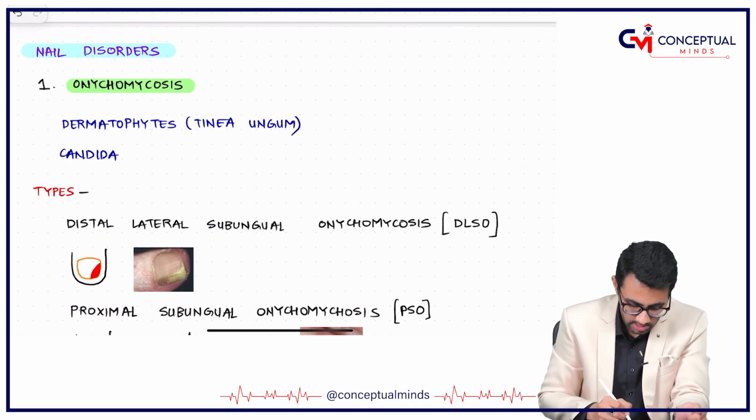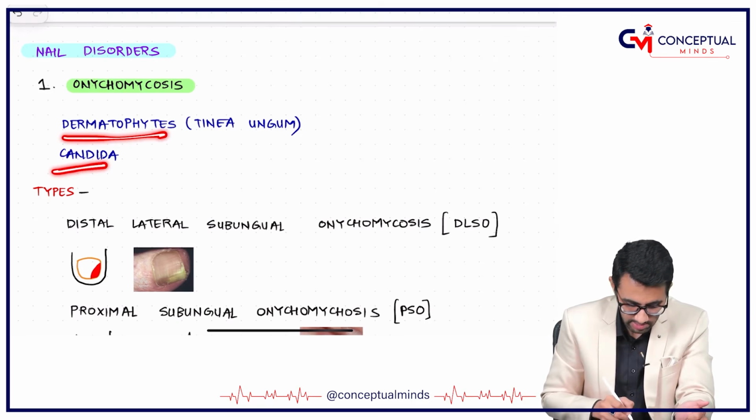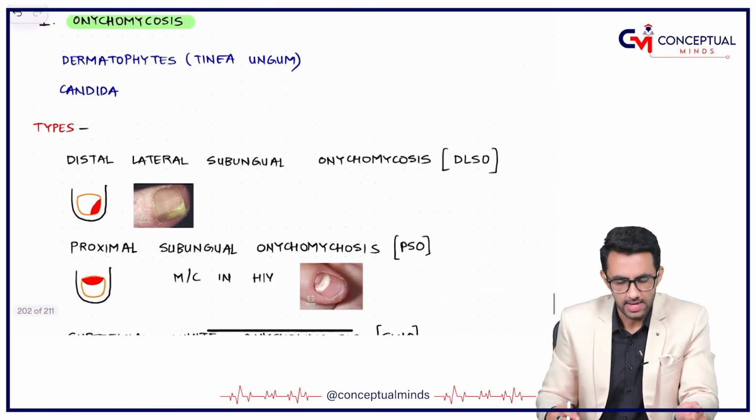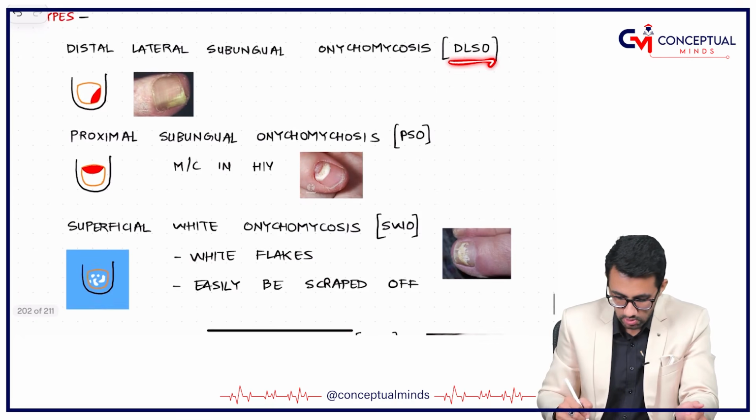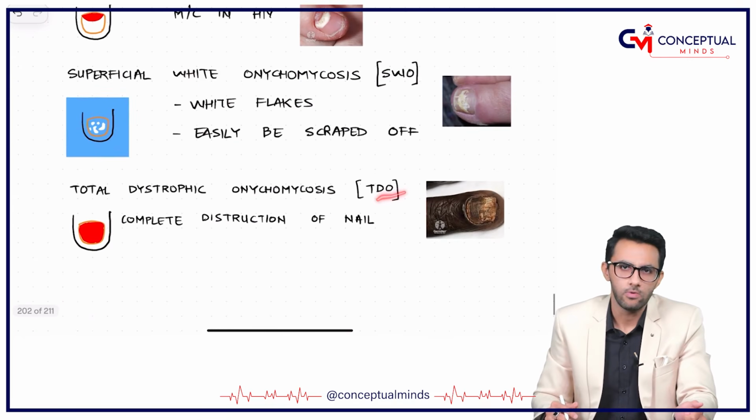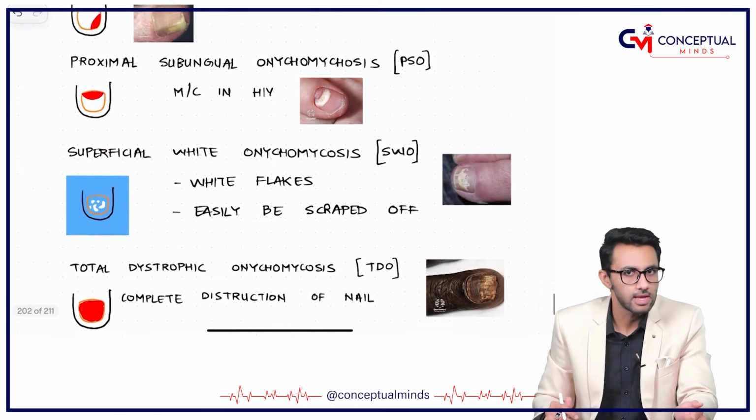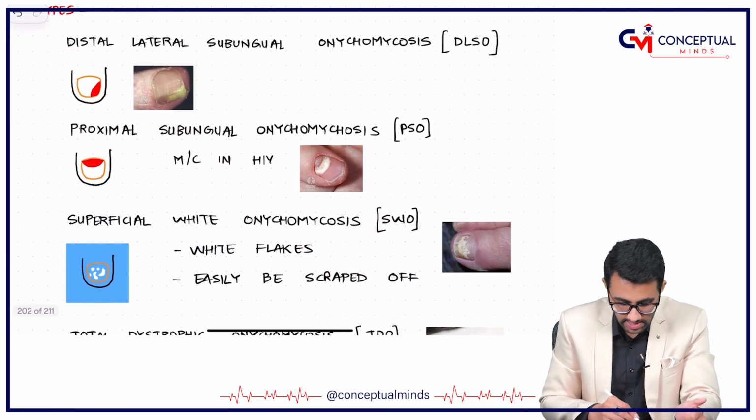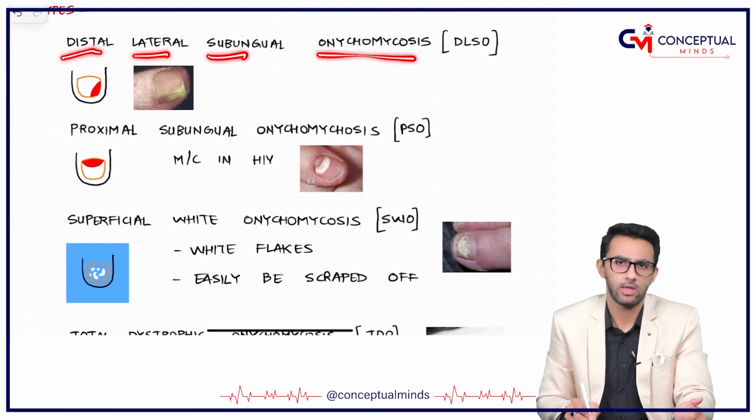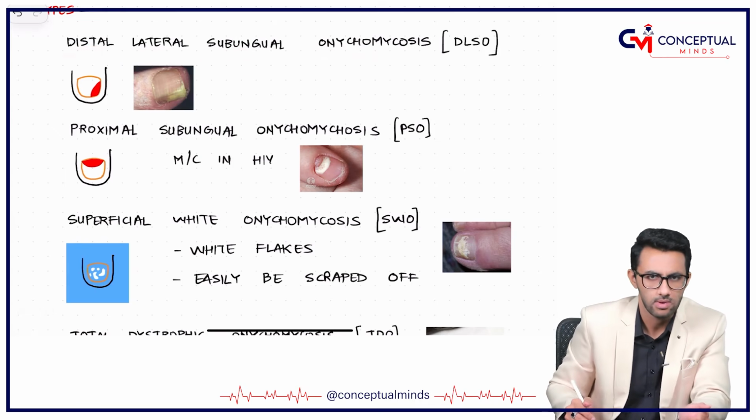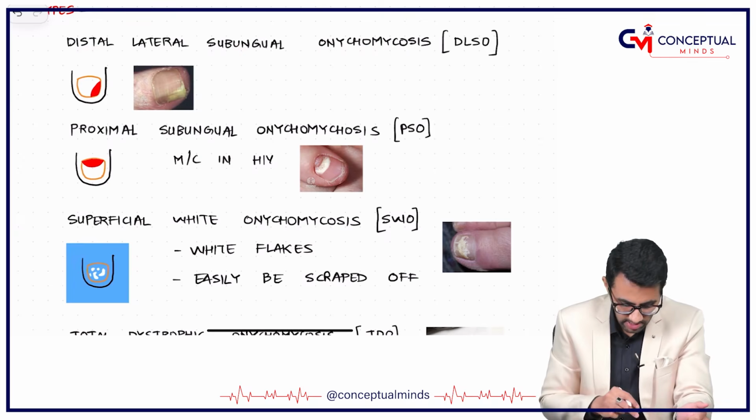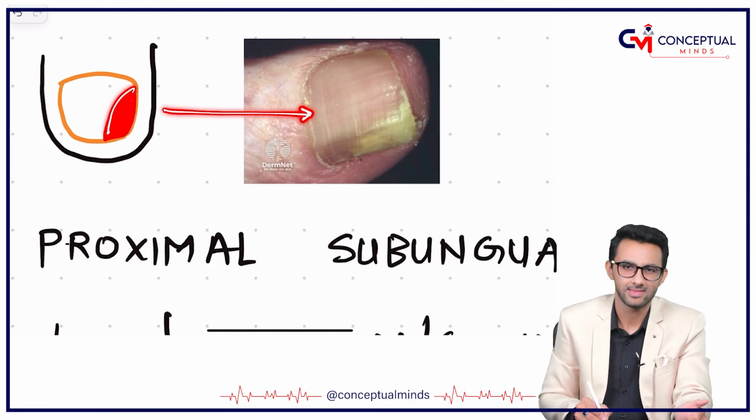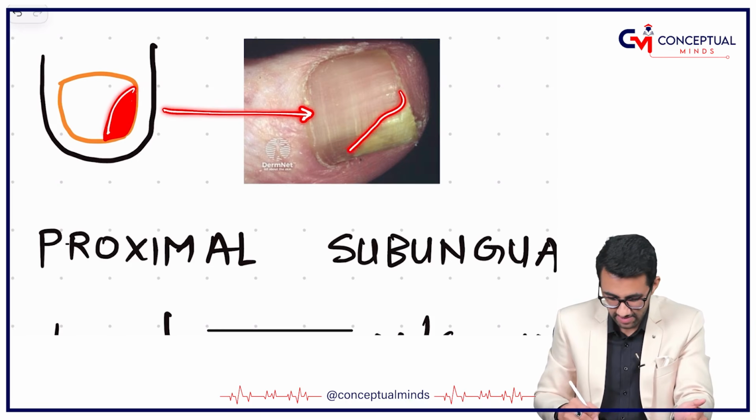So what are the causative organisms? It could be dermatophytes and it could be Candida infection. In this we had four types: DLSO, PSO, WSO, and TDO, and we saw everything about it. Let's see the first one, that is distal lateral subungual onychomycosis. Over here you see a wonderful diagram, so try to correlate with this. You see this part is involved.